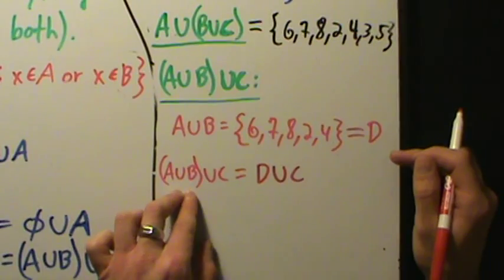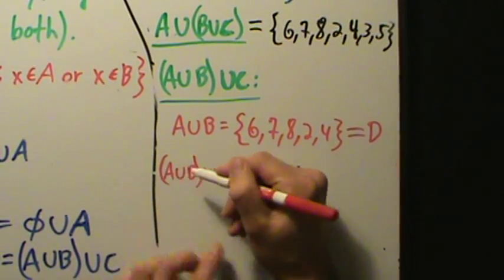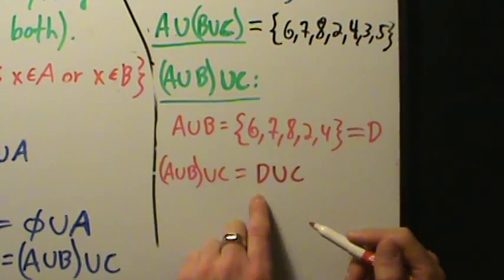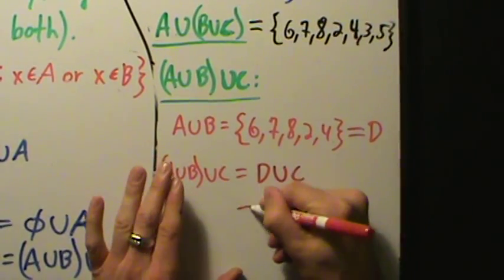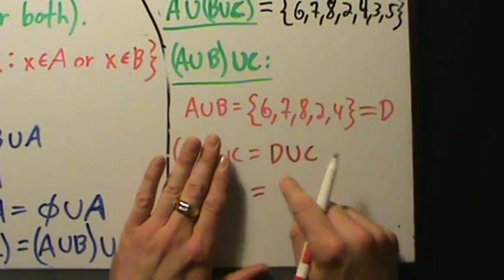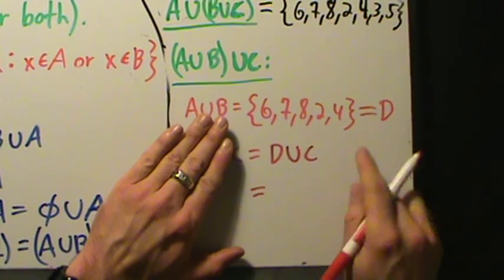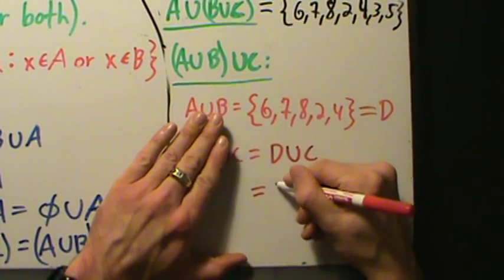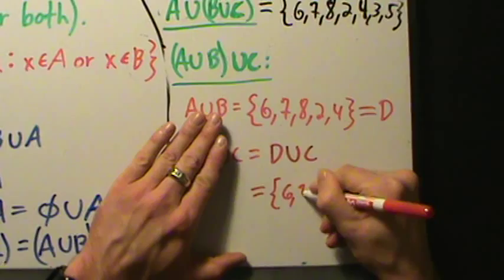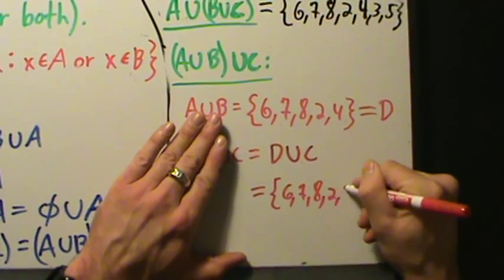So then A union B union with C. Well, since I'm calling this D now, I'm just going to say D union C. Okay. So what's D union C? It's everything in D or C, or both. What's in D? 6, 7, 8, 2, 4. Okay. So we're going to start with that. 6, 7, 8, 2, 4.